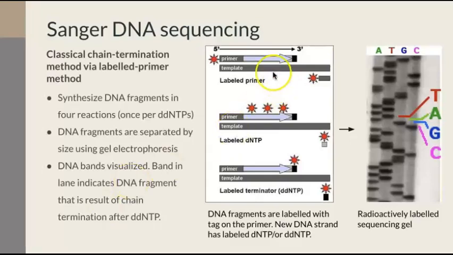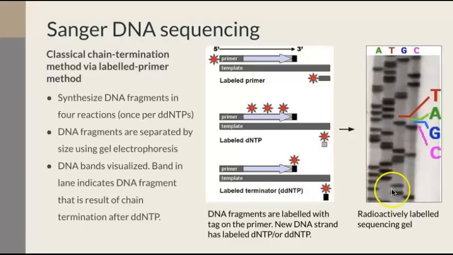Okay, so to recap, we're going to have 4 reactions. One for each nucleotide, where you have that modified version of the nucleotide and 3 of the normal remaining nucleotides. So you're going to synthesize the DNA fragments in these 4 reactions. The fragments are then heated and denatured and separated by gel electrophoresis, which is able to separate them based on size. And so you have one lane for each of your reactions. Remember, because you have one reaction for ddATP, one for ddTTP, and so on.